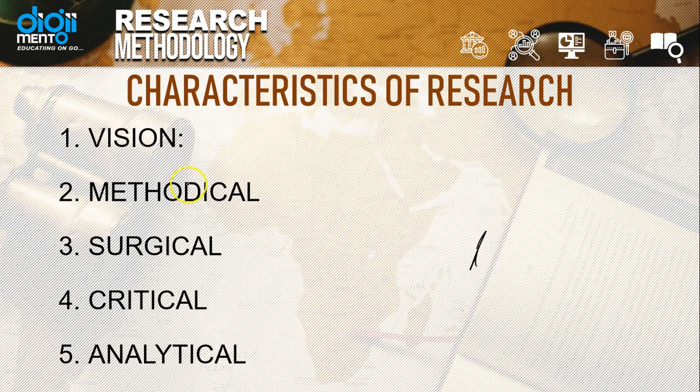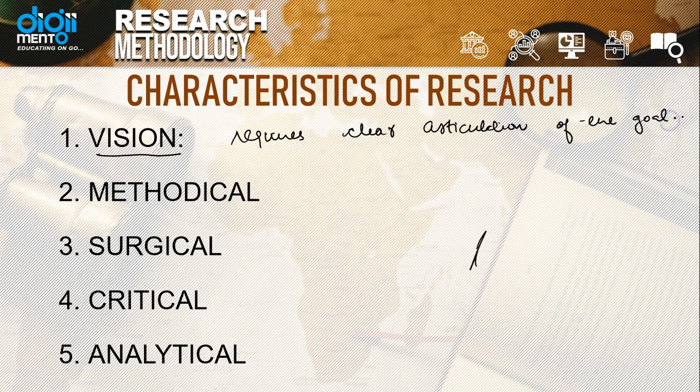Now the first one is vision. Vision basically requires clear articulation of the goal. You should be very clear about your goal. Now the next one is methodical. Methodical means you should follow a specific plan or procedure in the research.